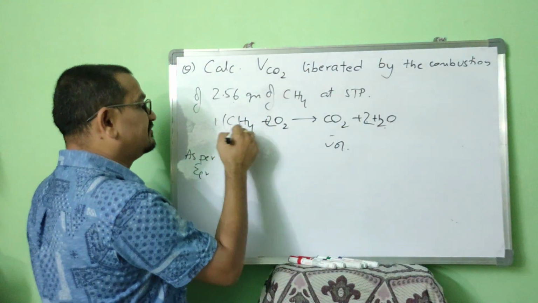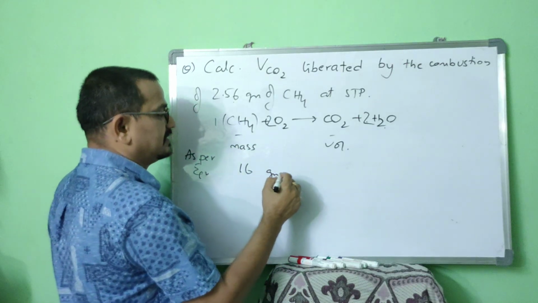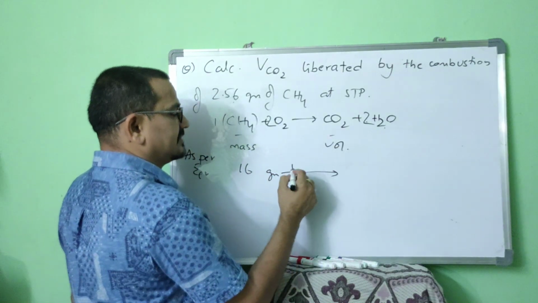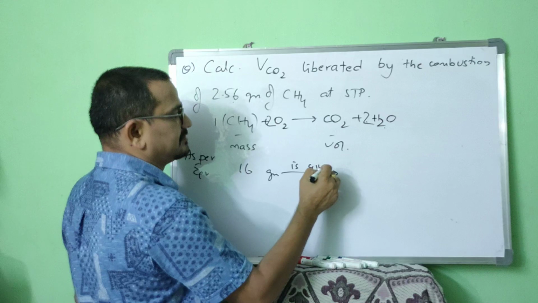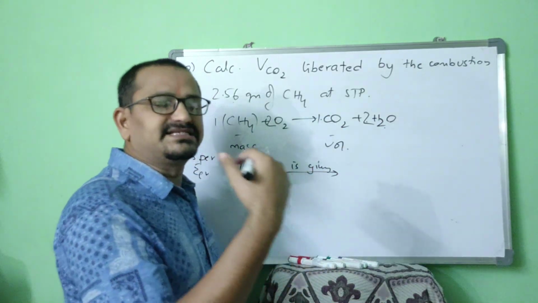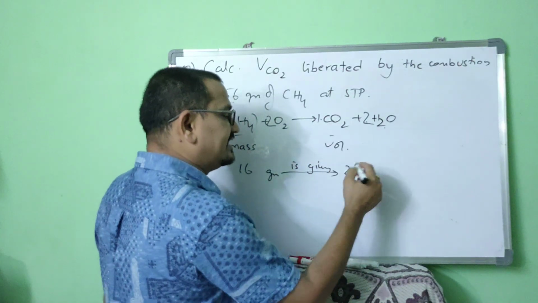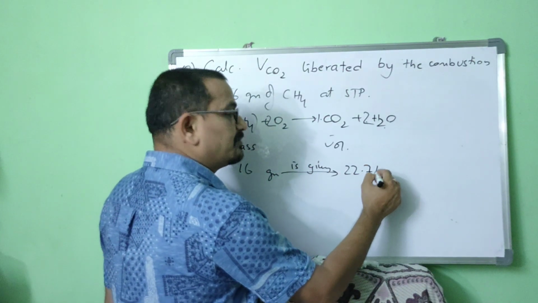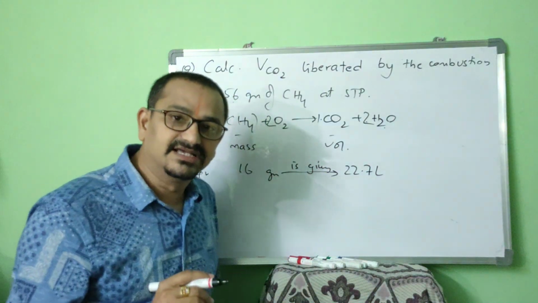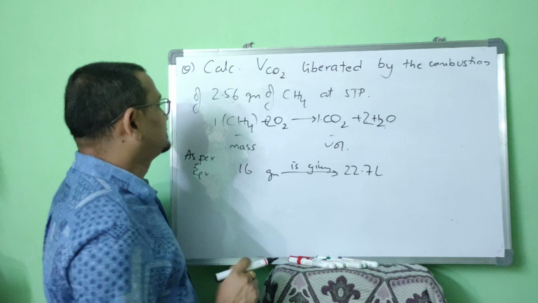Mass means 1 mole of methane. What is the mass? 12 plus 4, 16. 16 grams is giving... 1 mole of any gas at STP occupies... Let us take the NCERT value this time. 1 mole of any gas at STP occupies 22.7 liters. Isn't it? So 16 grams is giving 22.7 liters.